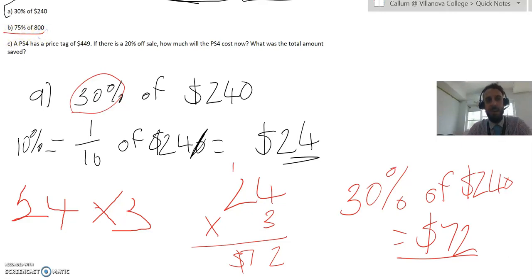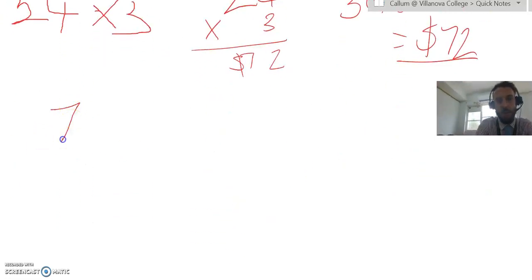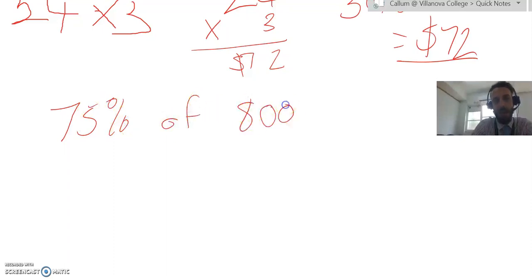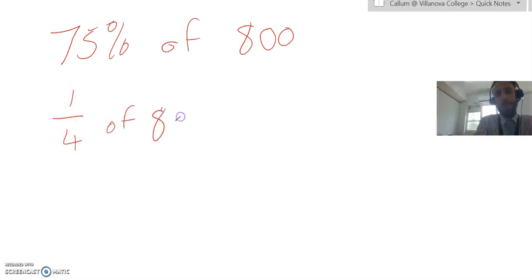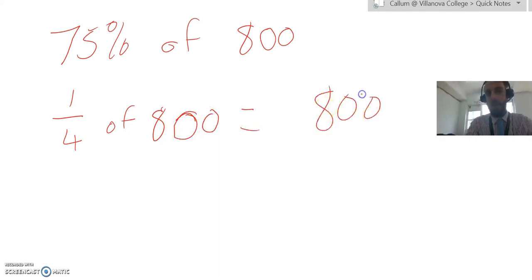B says work out 75% of 800. Now, with this strategy I know I can easily divide by 4 to work out what 1/4, or 25%, is, and then just multiply that by 3 to get up to the 75%. So the first thing I'm going to do is work out what 1/4 of 800 is, and the way that I'm going to go about solving that is, my pen has stopped working again. There it goes. I'm going to do 800 divided by 4.